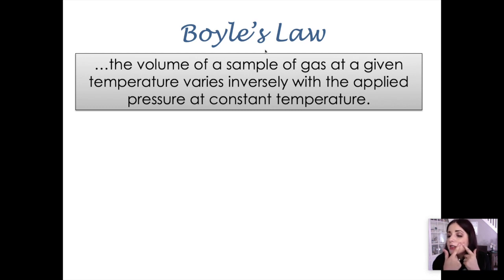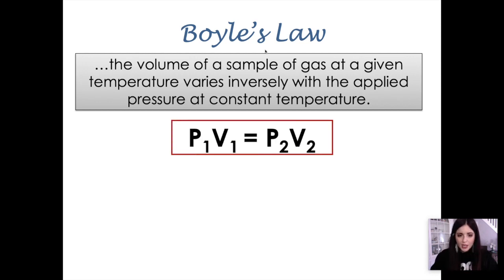When you're doing that, the temperature of the atmosphere in your skin doesn't change, so temperature is constant. And your equation looks like this: P1V1 equals P2V2. So the pressure and volume of the first system is equal to the pressure and volume of the second system.